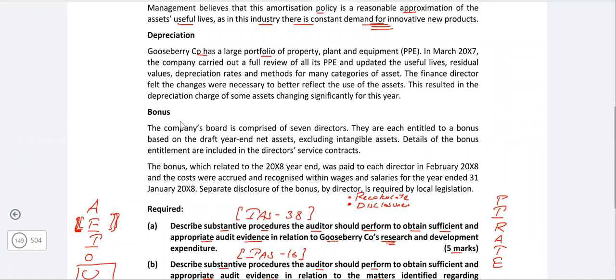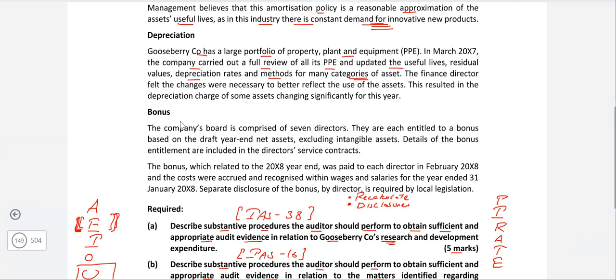Gooseberry Company has a large portfolio of property, plant, and equipment. In March, the company carried out a full review of all its PPE and updated the useful lives, residual values, and rates for many categories of assets. We know the depreciation, useful lives, and the scrap values are an accounting estimate. And the IAS 16 states that it can be revised only if there is a genuine change. At each reporting day, the entity should conduct a review and they can revise it if there is a genuine change, and that should be prospectively applied. There should be no change in the previous figures.